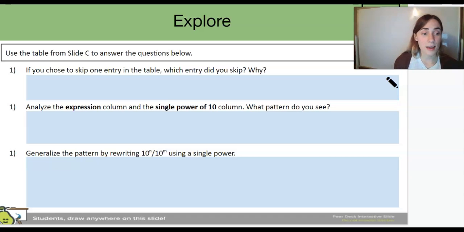So now on our second question on slide D, you're going to analyze the expression column and the single power of 10 column and explain what pattern you see. So this is the step where we take our pattern and we come up with a rule. So remember, we came up with a rule for multiplying numbers in exponential form. When we multiply numbers in exponential form, we add the exponents. You are going to look back at dividing numbers in exponential form and see if you can come up with a rule that would help you so that you don't always have to expand to come up with your answer.